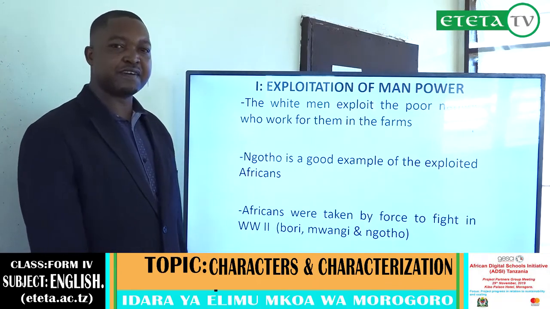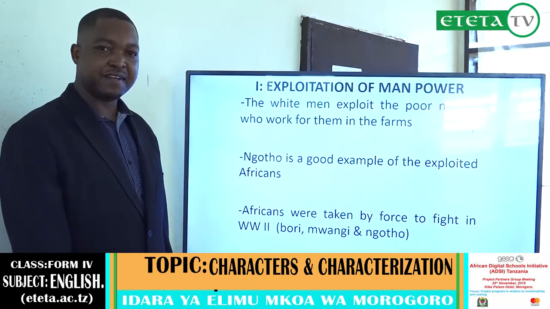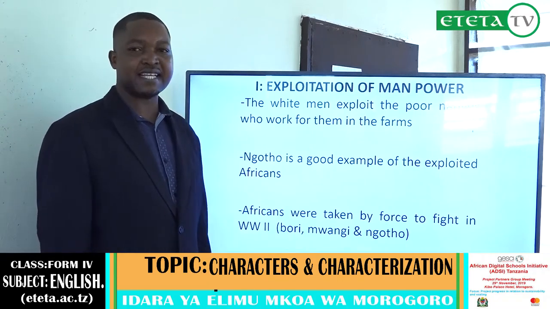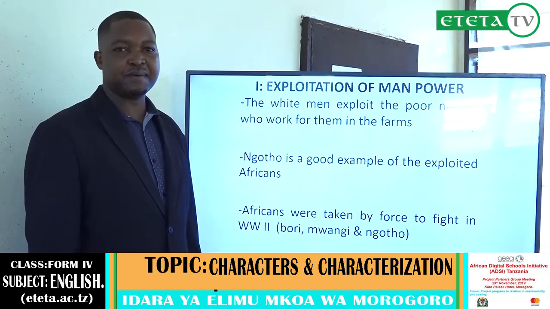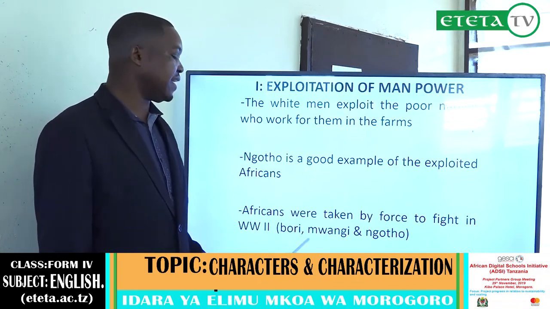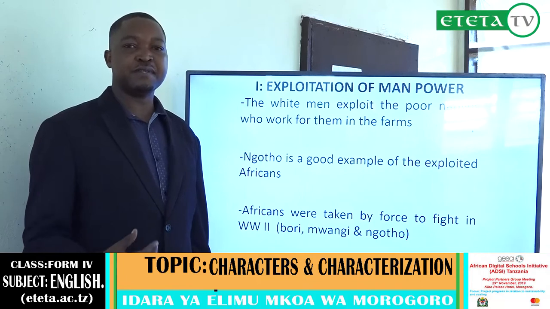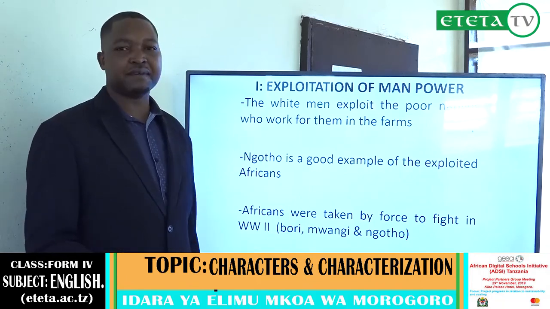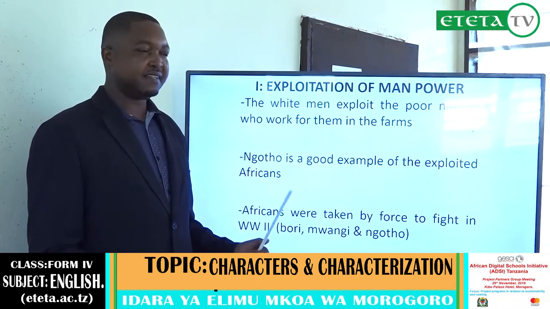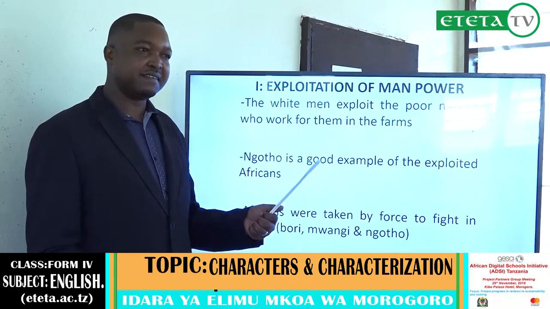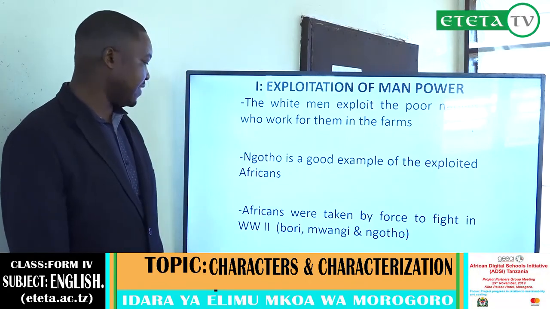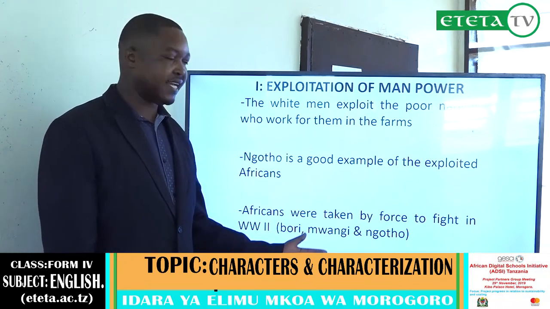Africans were taken by force to fight during the Second World War, WW2. For example, Boro, Mwangi, and Ngotho. Boro, Mwangi, and Ngotho were taken by force to fight during the Second World War. And at the end, you find Mwangi passed away during the struggle. Only Ngotho and Boro survived. And therefore, it was not their will to fight during the war, but they were forced to fight. That is also a sort of exploitation. You force someone to do something and you don't even pay him. You don't even give something like a token. So that is exploitation.